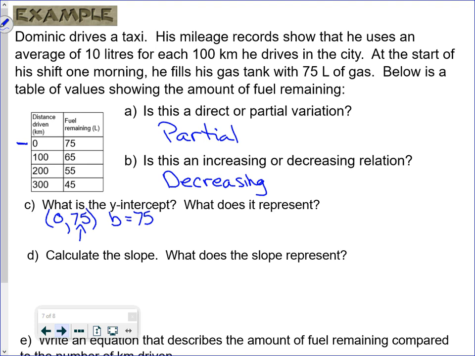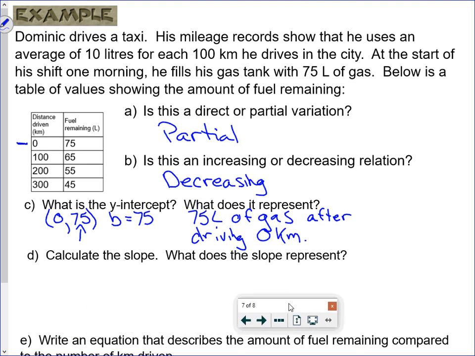And the 0 part is the distance that's driven. So the 75 represents how much fuel is in the gas tank if you haven't driven any kilometers. So we've got 75 liters of gas after driving 0 kilometers. So basically it means that there's a full tank of gas that has 75 liters in it.